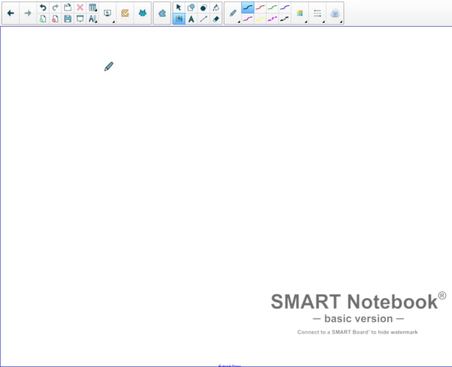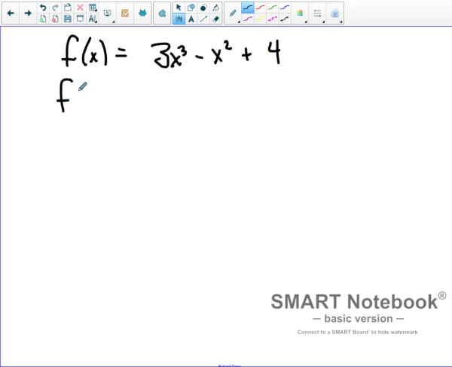So if I said, for example, let's say that f of x was, and I'll just make something up here, let's go 3x cubed minus x squared plus 4. Okay? And I wanted to know what f of 3 was. So I wanted to plug 3 into this function and evaluate it. Now, the cool thing is that you can use the synthetic division process to do that.